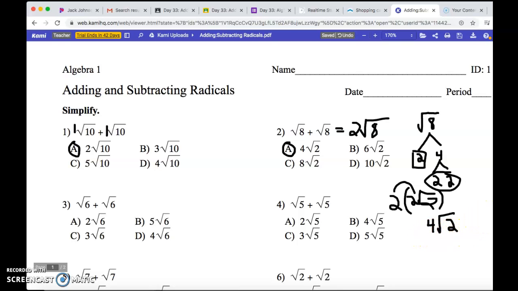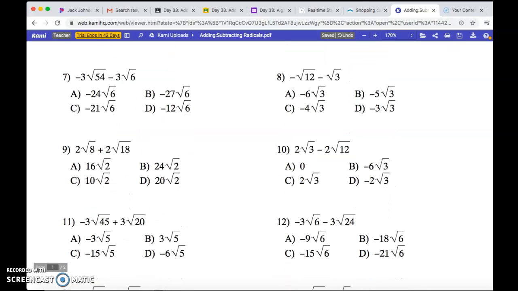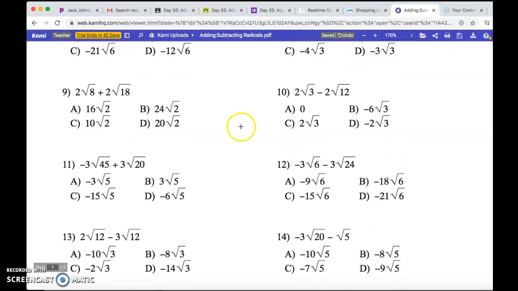Right, so let me look down a little bit further because these do get more tricky. Like, let's see, I'll do number 9 just because there's no negatives. Makes it a little bit easier. But 2 radical 8 and 2 radical 18, there is no solution here that you can see. It's not radical 8 plus radical 18. They have to be the same radical in order to add.